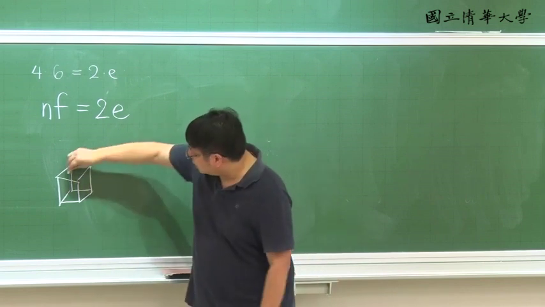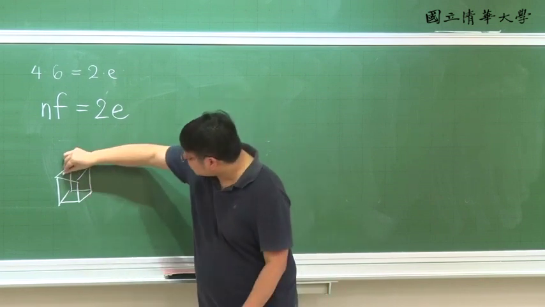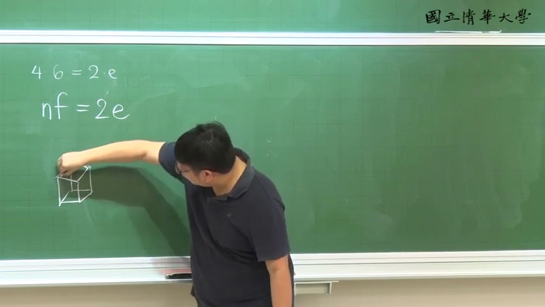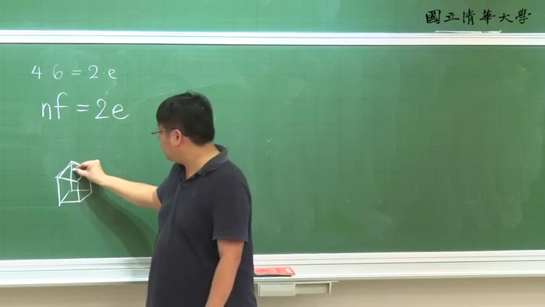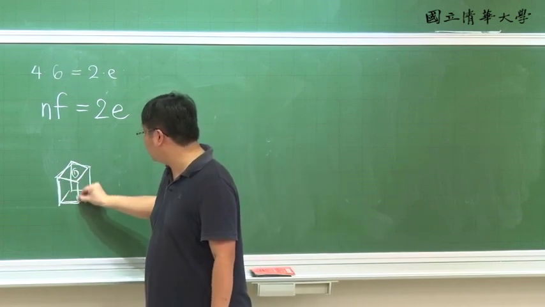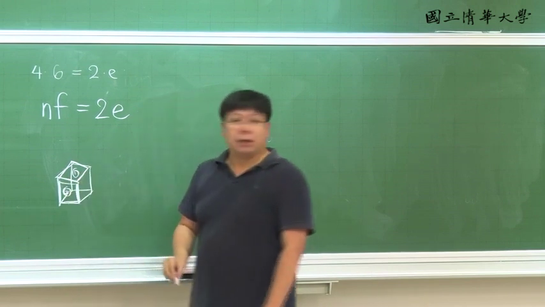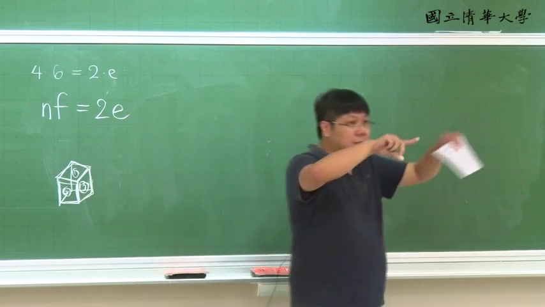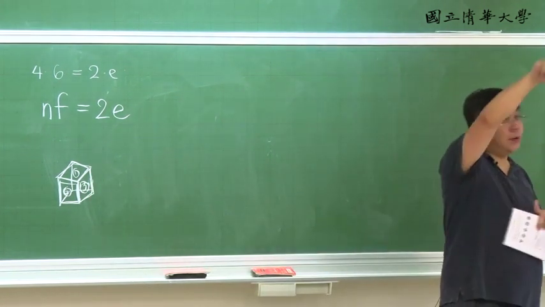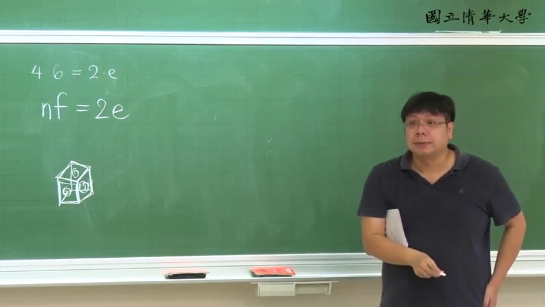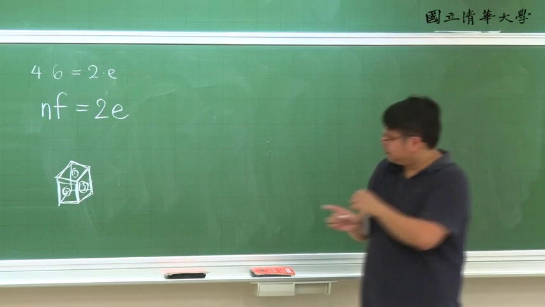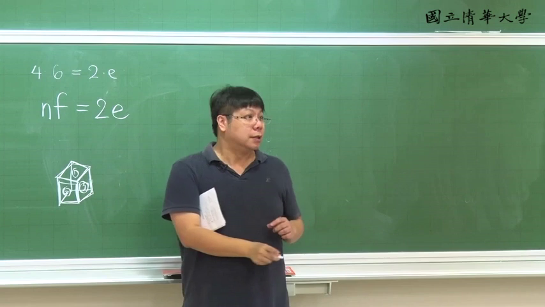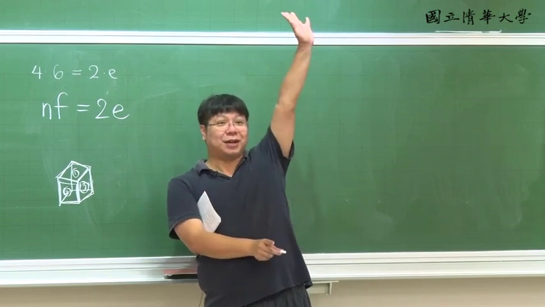The reason is, let's do some simple counting. So how do I get N times F? I get 1, 2, 3, 4 for this face 1, 1, 2, 3, 4 for this face 2, and then 1, 2, 3, 4 for this face 3, and so on and so forth. I get 1, 2, 3, 4 for each of the faces. So if I count all of the 6 faces, I should get 4 times 6 edges in total. If you understand what I'm doing here so far, could you please raise your hand?